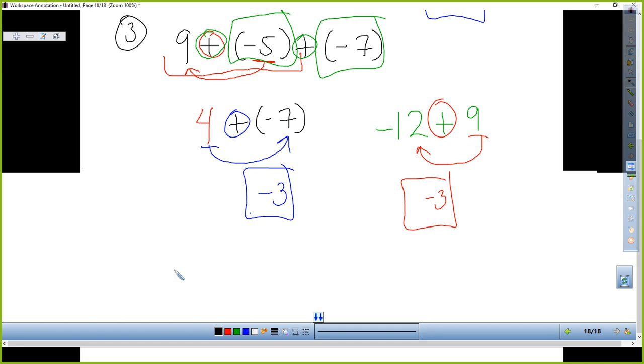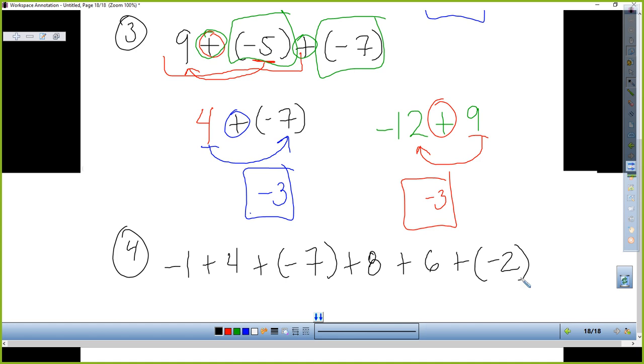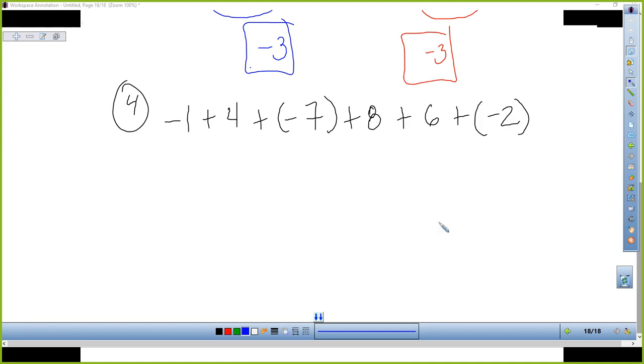Negative 1 plus 4 plus negative 7 plus 8 plus 6 plus negative 2. See what you get for that. Copy that and go. Alright, so Mia says positive 8. Let's double check. So I'm going to check first to see if there's addition throughout. Yes, yes, yes, yes, and yes.